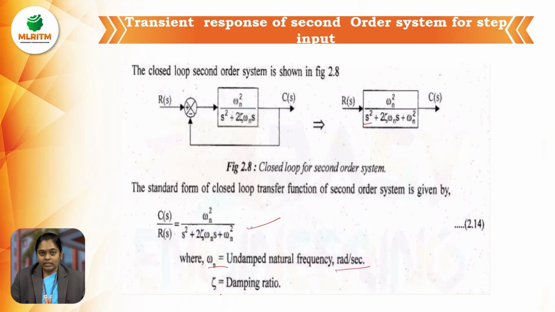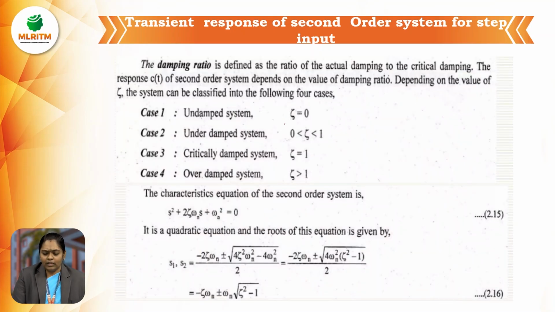And zeta is the damping ratio. In general, we can define the damping ratio as the ratio of the actual damping to the critical damping. Depending upon the zeta value, second order systems are classified into 4 different types. If zeta is 0, it is called an undamped system. If zeta is between 0 and 1, it is called an underdamped system. If zeta is equal to 1, it is called a critically damped system. Similarly, if zeta is greater than 1, it is called an overdamped system.